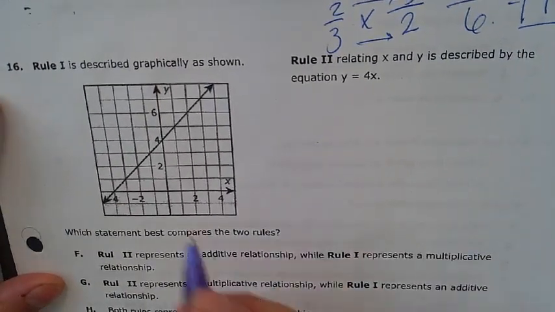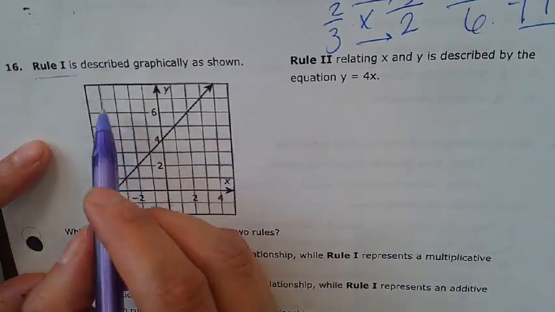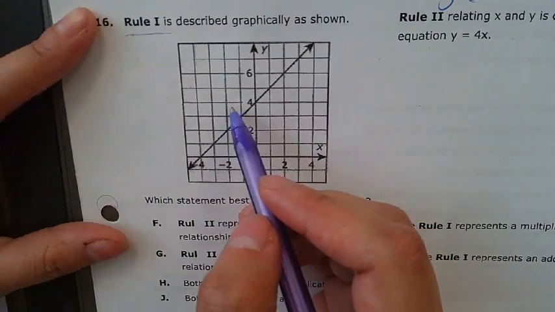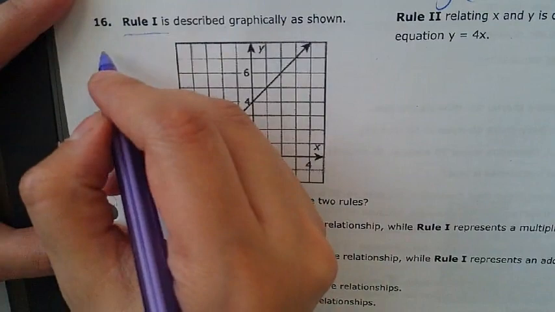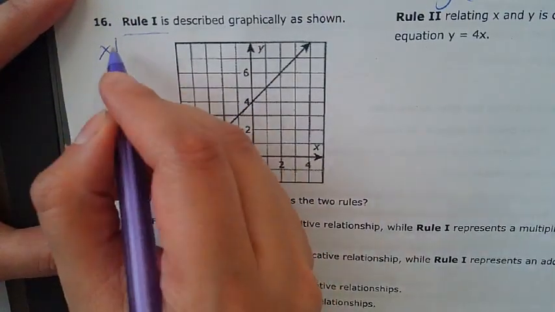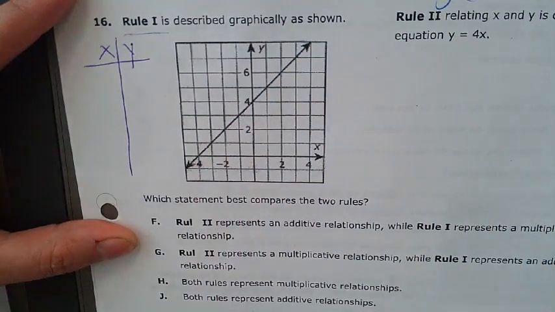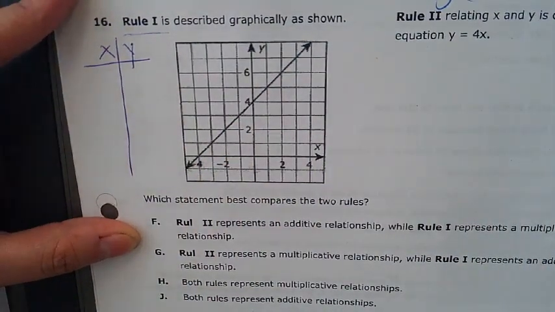Aaliyah, stay awake, please. Rule 1, and rule 2 is described below here. So what I want you guys to do to analyze this table is create a table, input and output, and pick dots that are on the line. Okay, can someone raise your hand and tell me which point is on the line? Okay, let's give it a try. Luis, what do you think?